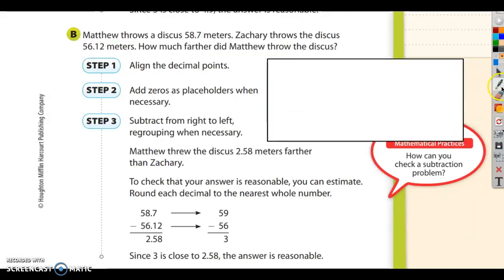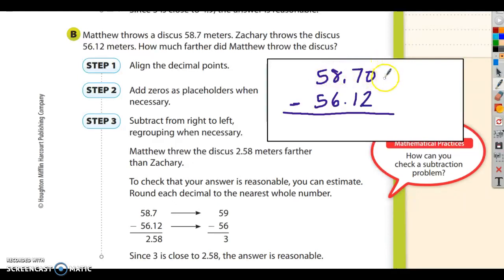Let's say we didn't have their work there. We would do 58.7 minus 56.12. And what some kids do, and this is not the right answer, some kids just bring this 2 down. They say, well, there's nothing to subtract, so I'm just going to bring the 2 down. But what you're supposed to do is annex a 0 here and then borrow from the 7. So 58.7 is the same as 58.70.